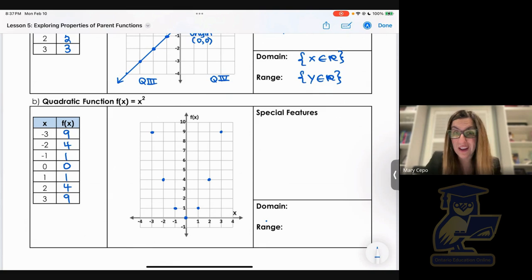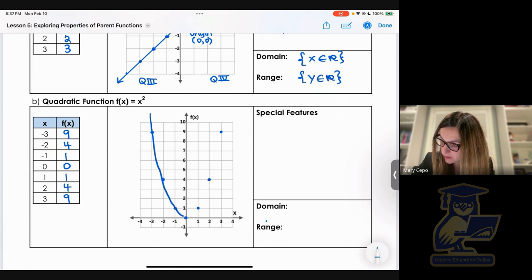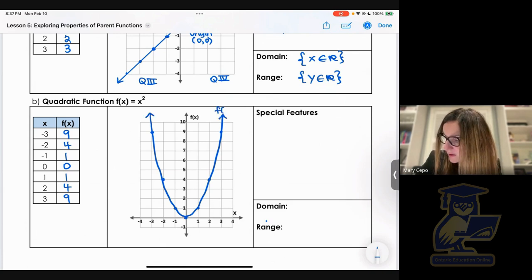Now, again, we don't connect the dots. What we want to do is make sure that the graph is a parabola. Now, with a parabola, it's a nice, smooth, U-shaped curve. f(x) = x squared.